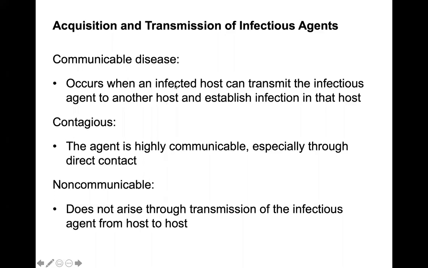How you acquire or transmit infectious agents. You have communicable disease. This occurs when an infected host can transmit the infectious agent to another host and establish the infection in that host. Contagious means the agent is highly communicable, especially through direct contact. And then you have non-communicable diseases. This does not arise through the transmission of infectious agents from host to host.